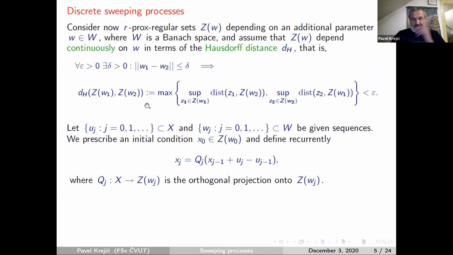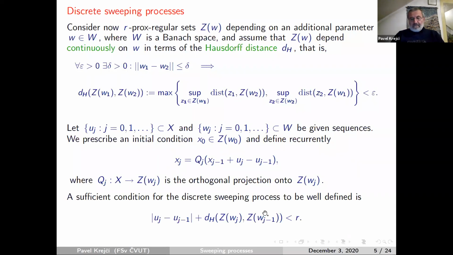And now, discrete sweeping process. So we consider two inputs. I will explain the physical meaning of the inputs. So we have two sequences, Uj in the space X, Wj in the space of parameters, which can be a Banach space, for example, and we prescribe an initial condition x0 in Z of W0, and define recurrently xj to be the projection on Z of Wj of xj minus 1 plus uj minus 1. And I will show a picture in a moment.